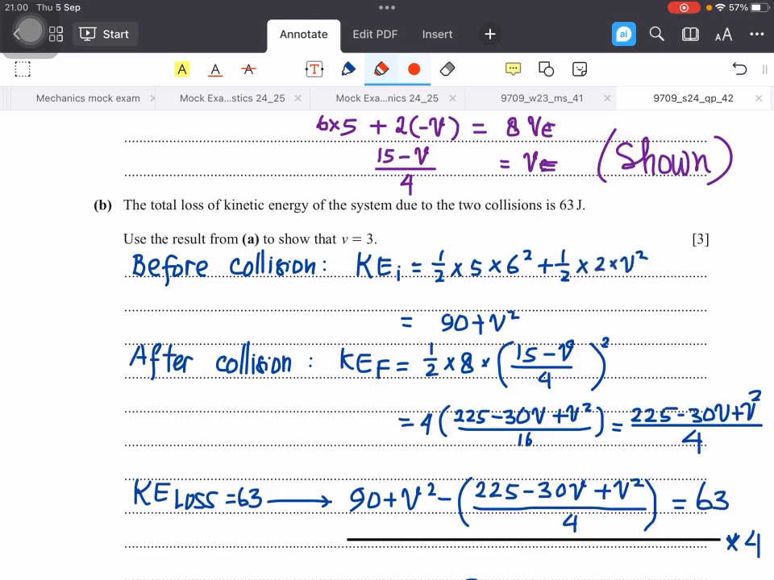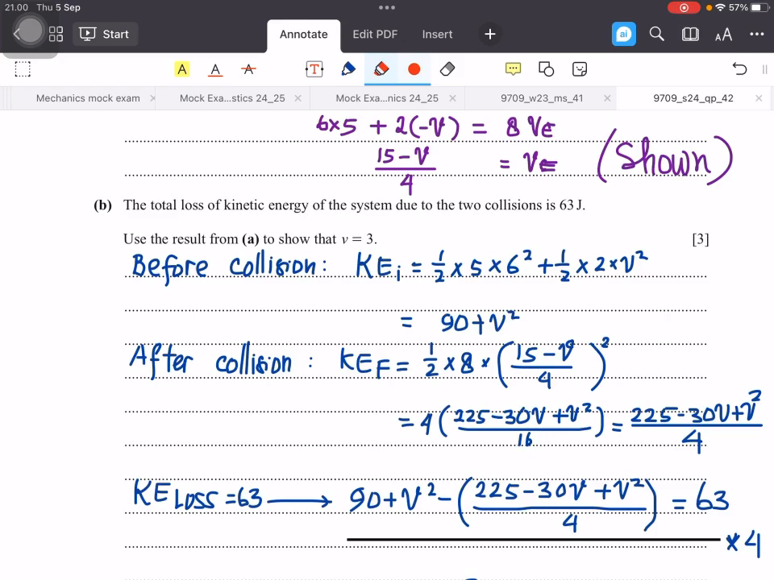This one is the kinetic energy of particle C. Particle C initially moved with speed V meters per second. So the total kinetic energy of the system before the collision is 90 plus V squared.